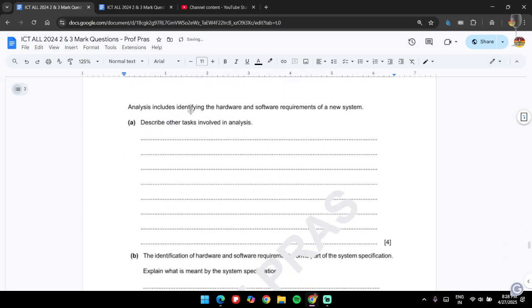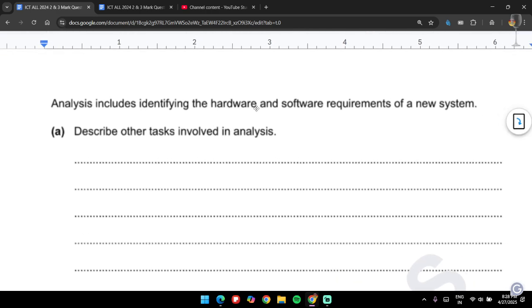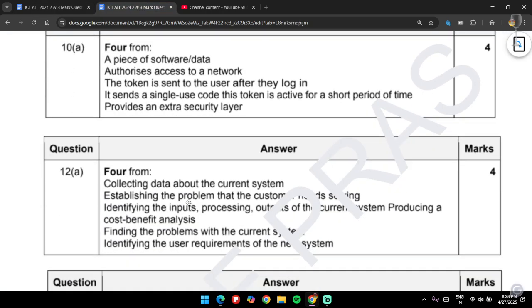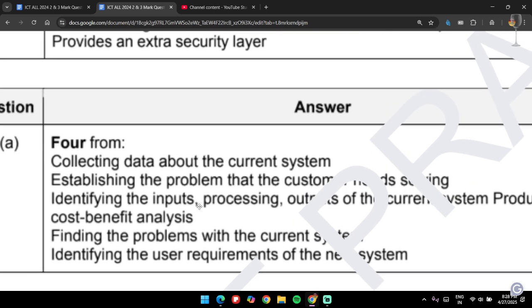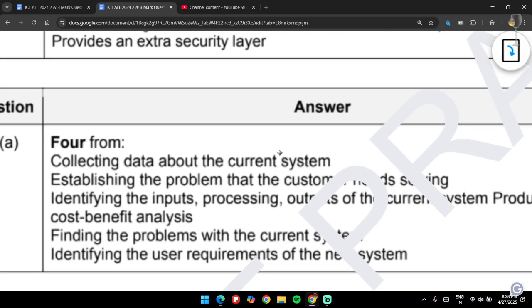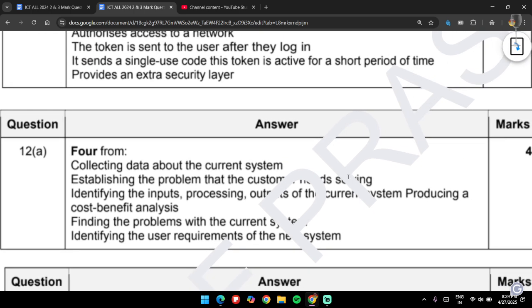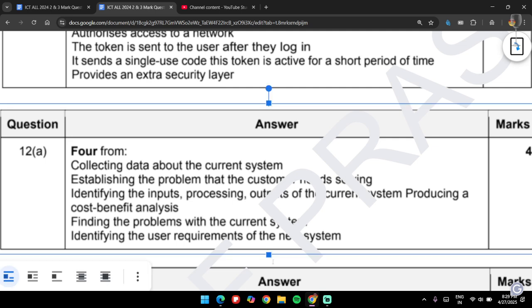Describe analysis, which includes identifying the hardware and software requirements of a new system. Identify or describe other tasks involved in analysis. I think it's really important that I added that. Collecting data about the current system is something you do using the analysis. Establishing the problems with the customer and the survey also.